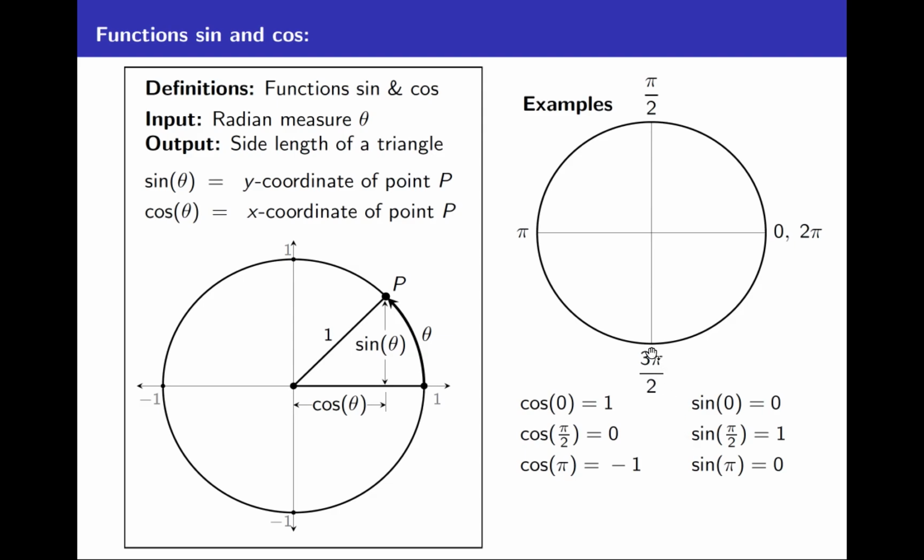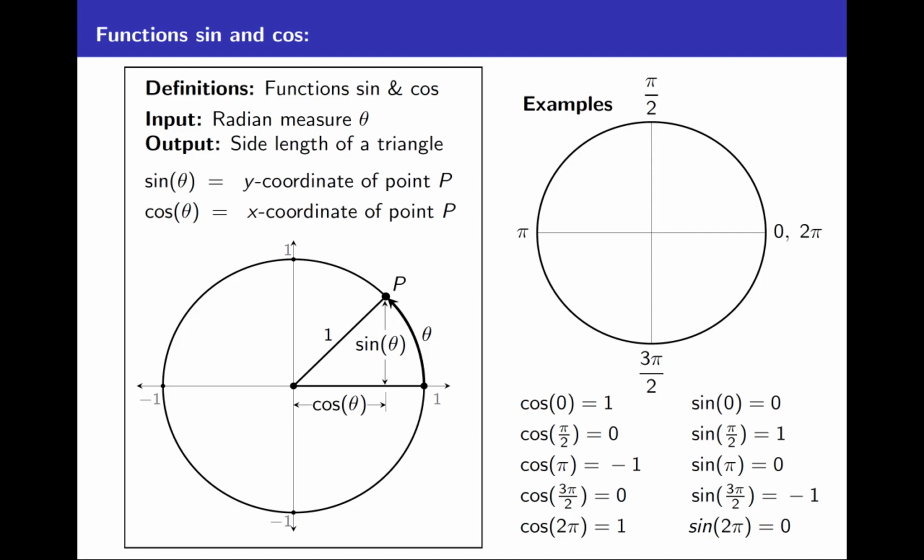3 pi over 2. Cosine of 3 pi over 2 is the x-coordinate of this point at 3 pi over 2 radians, and it has an x-coordinate of 0. So cosine of 3 pi over 2 is 0. Sine of 3 pi over 2 is the y-coordinate of this point, and you can see the y-coordinate is negative 1. And finally, let's go around to 2 pi. Cosine of 2 pi is the x-coordinate of the point at 2 pi radians, which is 1. Sine of 2 pi is the y-coordinate of this point, and you can see that that y-coordinate is 0.